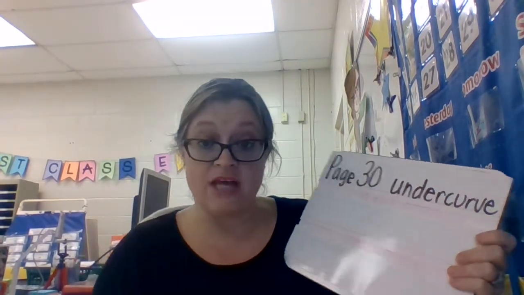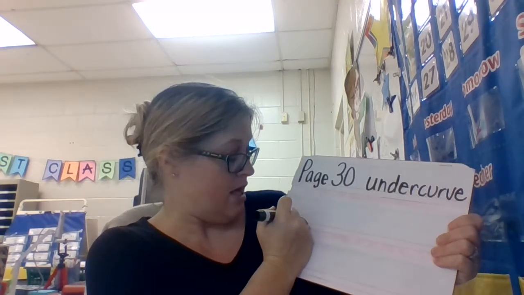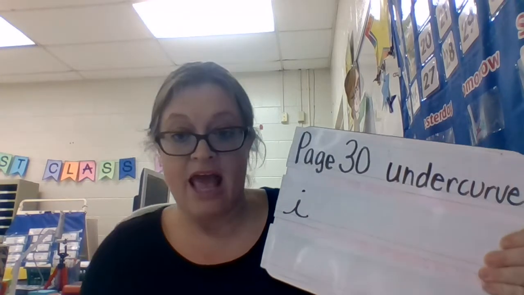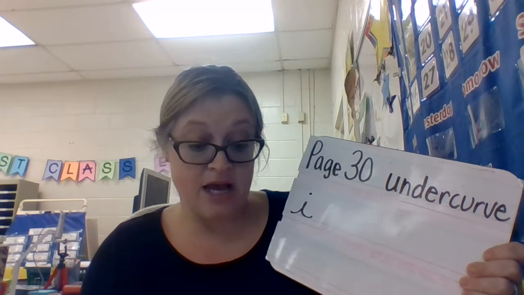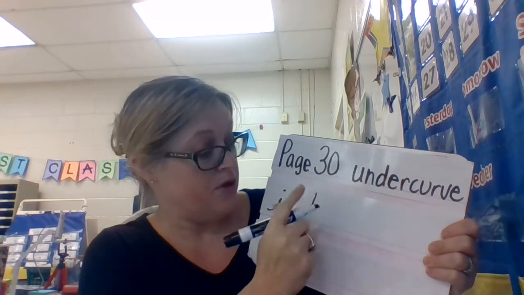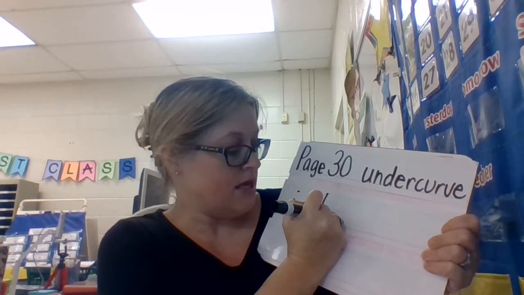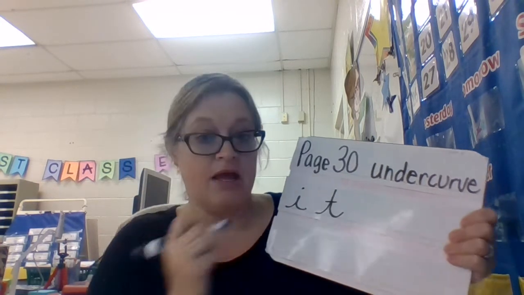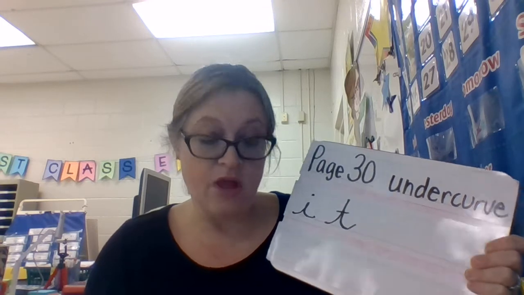So let's take a look there at that lowercase i. Okay, we start on the red line. It's going to undercurve up to the dash line and then come back down. And that's what a lowercase i looks like. Lowercase t starts the same way. On the red line, it's going to undercurve all the way up to the top green line, then come back down, and you cross your t.